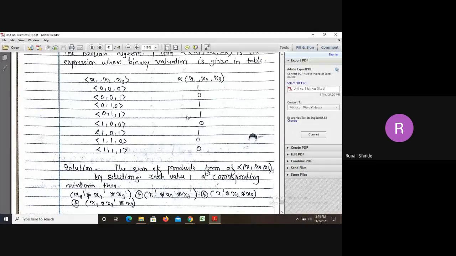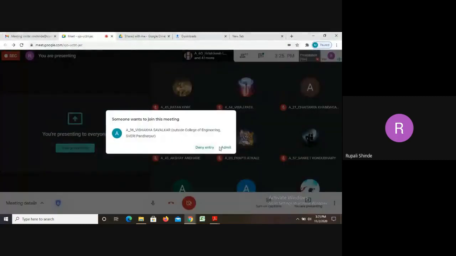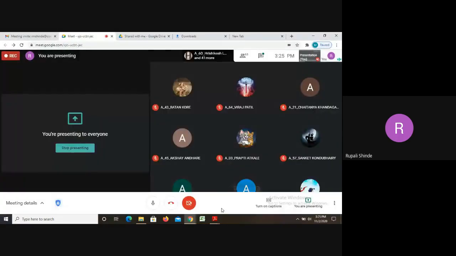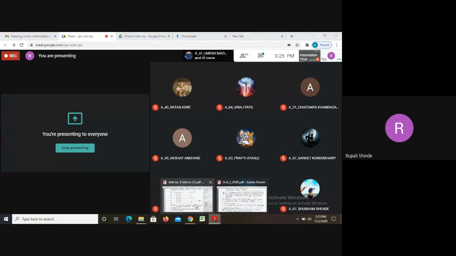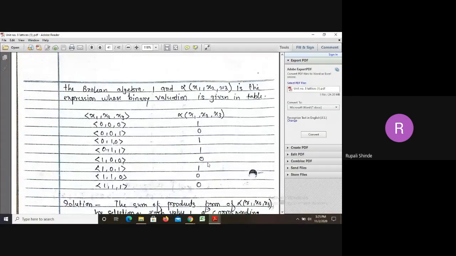Now the second minterm is associated with 0, 1, 0. So again x1 complement star x2 star x3 complement. Then the next one is associated with 0, 1, 1. So what is the minterm for this sequence, 0, 1, 1? 0 means what? We have to take the complement of that variable, that is x1 complement star x2 star x3.